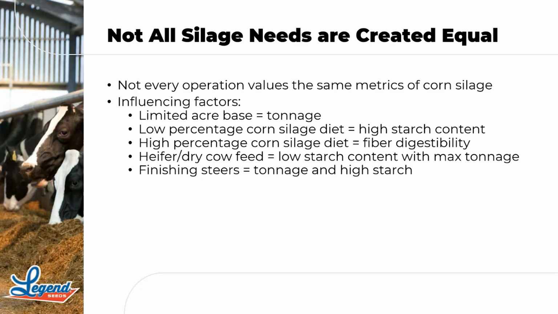A guy feeding heifers and dry cows, those kinds of things, they don't care about the starch content. They don't necessarily care about the fiber digestibility so much either. They might care, but it's not at the forefront. They're actually looking for lower starch content. They don't want those animals to get too fat or to be feeding them too much energy. They just want a lot of essentially filler, if you will. And if you're finishing steers, tonnage matters, and then high starch content, so the less corn you have to add into that ration. So everybody's view on silage, based on the farm, is different.